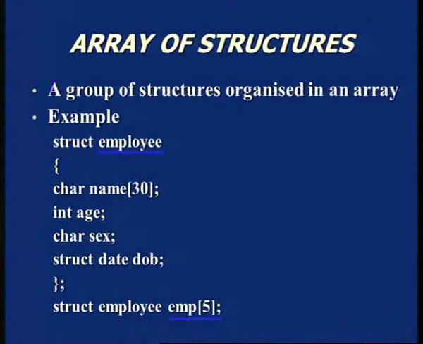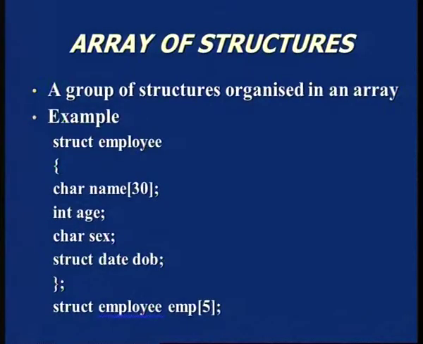For this employee structure you are creating a variable which comprises an array of 5 members. So, here if you see you are having 1, 2, 3, 4 members, the 4th member is the structure itself. So, you are allocating a maximum size of 5 to the array variable of the type structure of type employee. So, this is how you declare an array of structures in C.